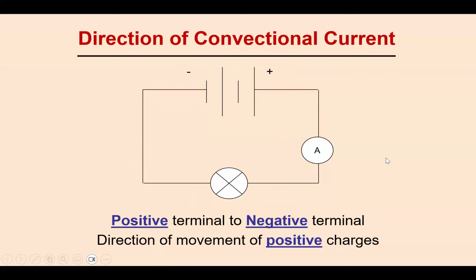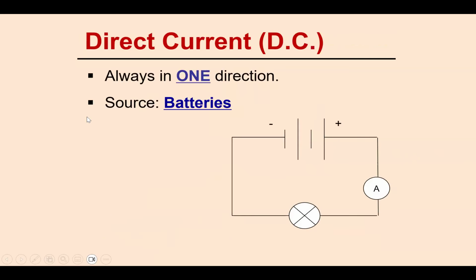Okay, but on the other hand, conventional current, which is what we always taught before we knew about electrons moving that cause current, we always assume that current is flowing out from the positive terminal all the way to the negative, which is exactly opposite of electron flow. Okay, and then you also need to know that there are 2 types of current.